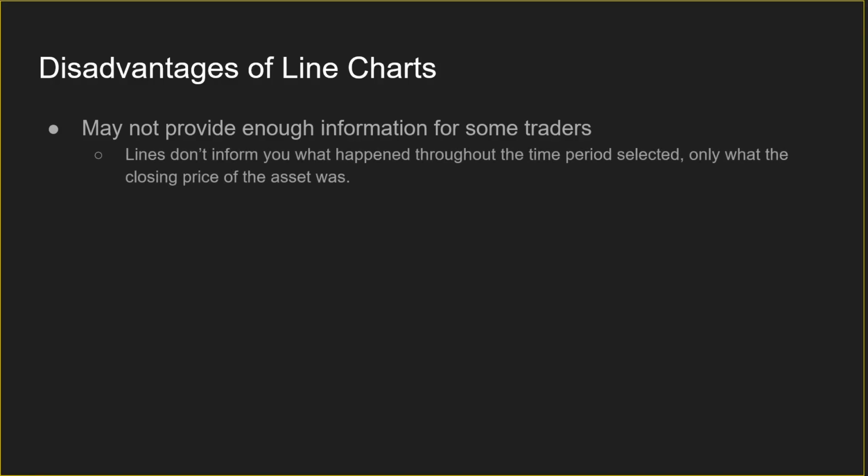Now, there are some disadvantages to line charts we want to mention. They may not provide enough information for some traders. Lines don't inform you what happened throughout the time period selected, only what the closing price of the asset was. So we don't know what exactly happened to Bitcoin during that day. If we're looking at the daily chart and it's pointing to this downward picture, we don't know what happened throughout the day. The day is a long period of time.